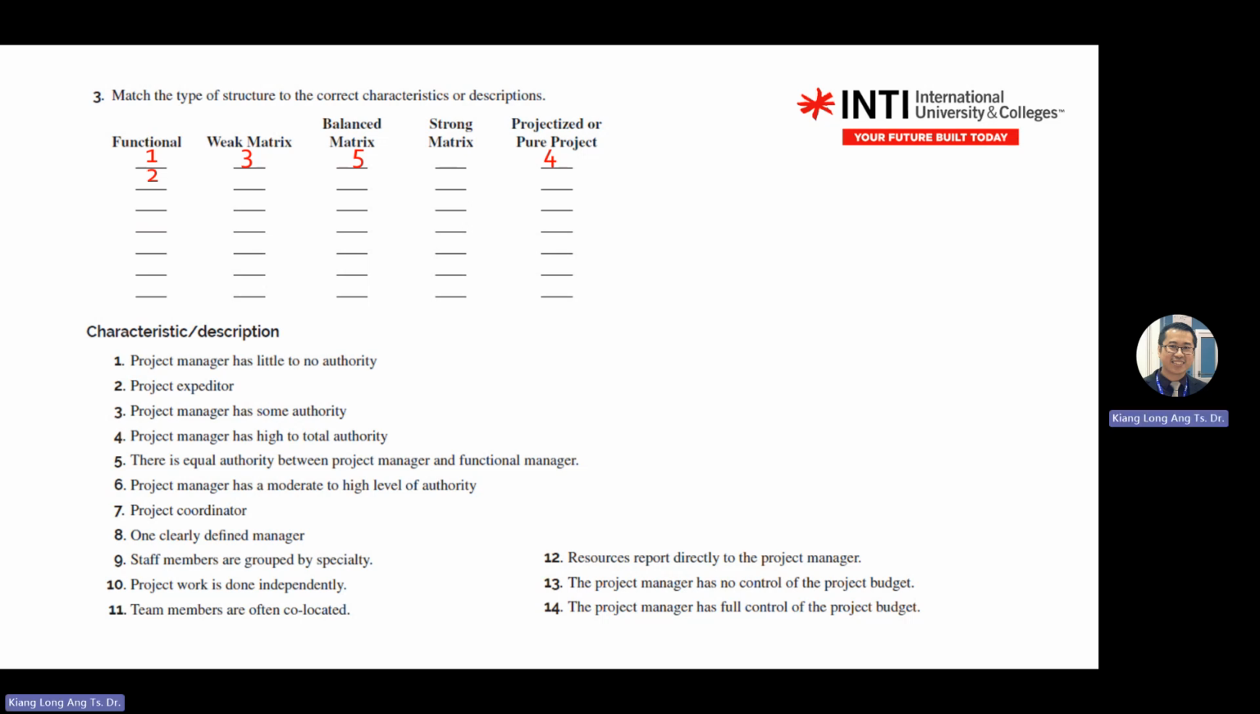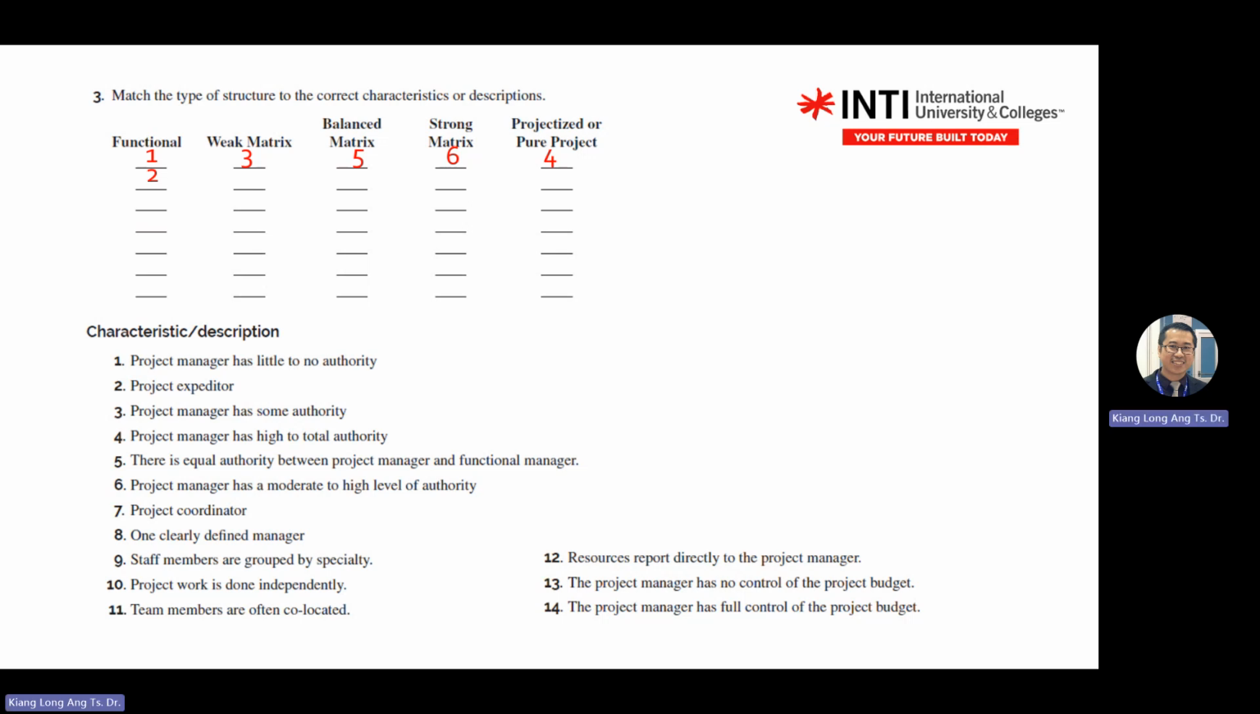Project manager has a moderate to high level. Moderate to high is not the same as high to total. Try to differentiate: moderate to high to total is a different scale. So this one, number 6, is strong. It's like playing the scale here. You push here and there.